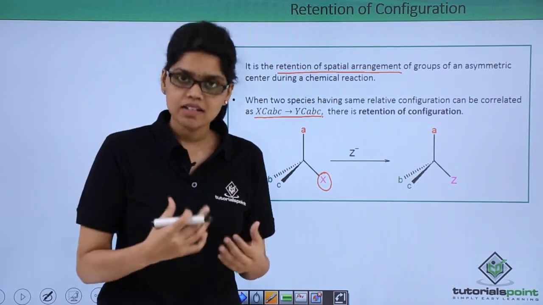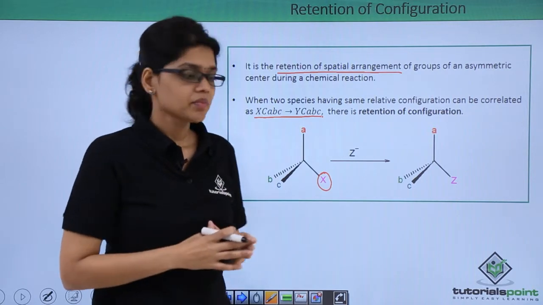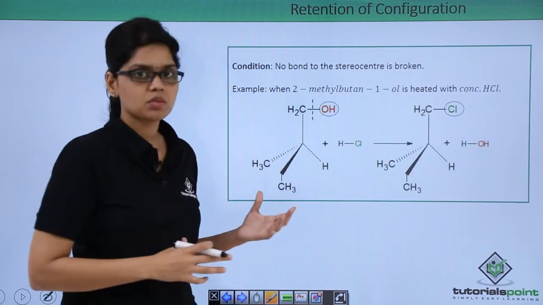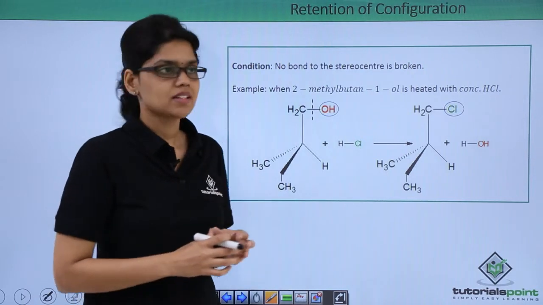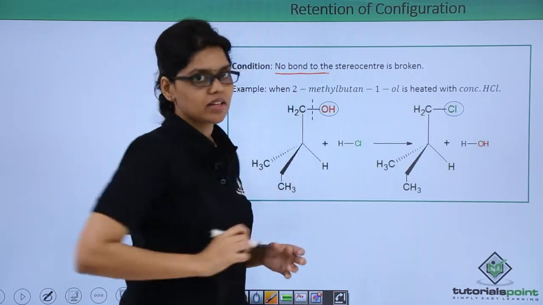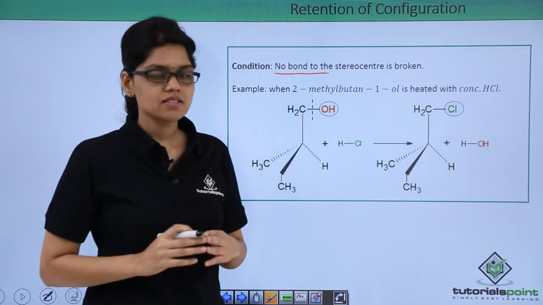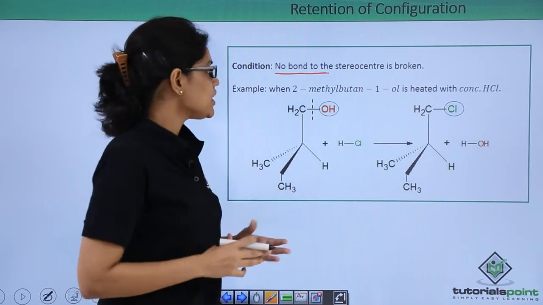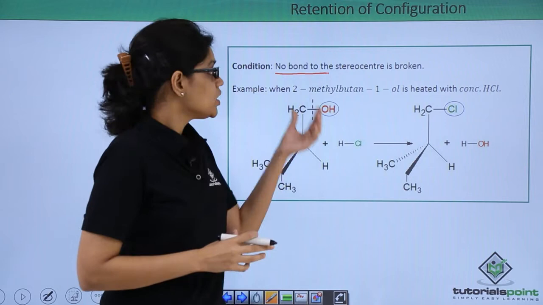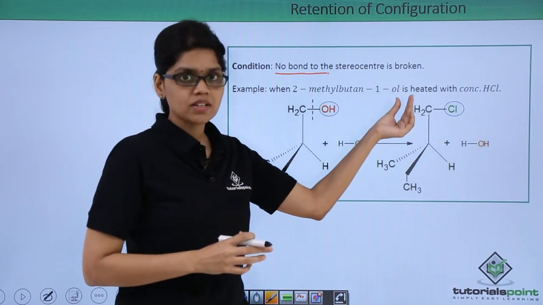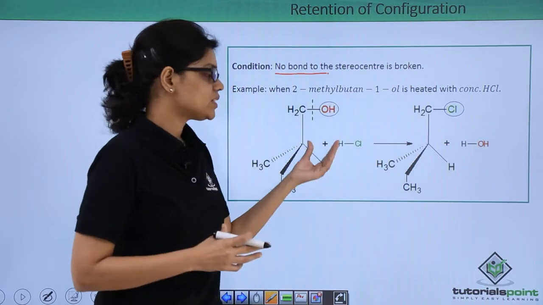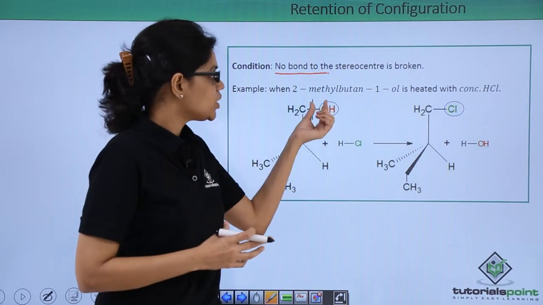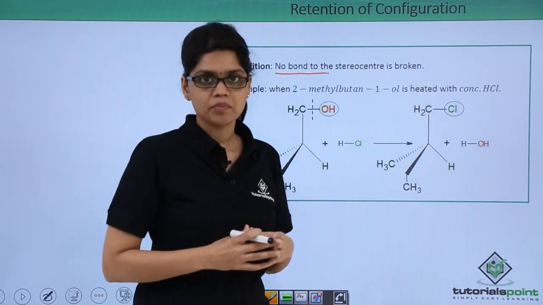Now what is the condition under which this takes place? For retention of configuration to take place, it is very important that no bond to the stereo center is broken during a chemical reaction. Let's try to understand this using an example. Here we have a chemical reaction where 2-methylbutan-1-ol is heated with concentrated HCl. When this reaction takes place, the OH gets replaced by Cl.